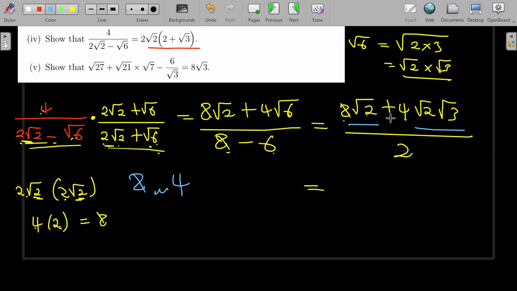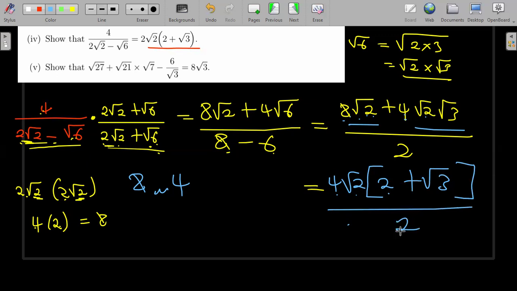I can see root 2, root 2. Root 2 is common. So what I'm going to factorize from this expression will be 4 root 2. Then in the brackets, when I remove 4 root 2, I'm just going to remain with 2 here. Why? Because if I multiply 4 root 2 with 2, I get back my 8 root 2. And then here, when I remove 4 root 2, I get plus root 3. And then down there, I still have these 2.